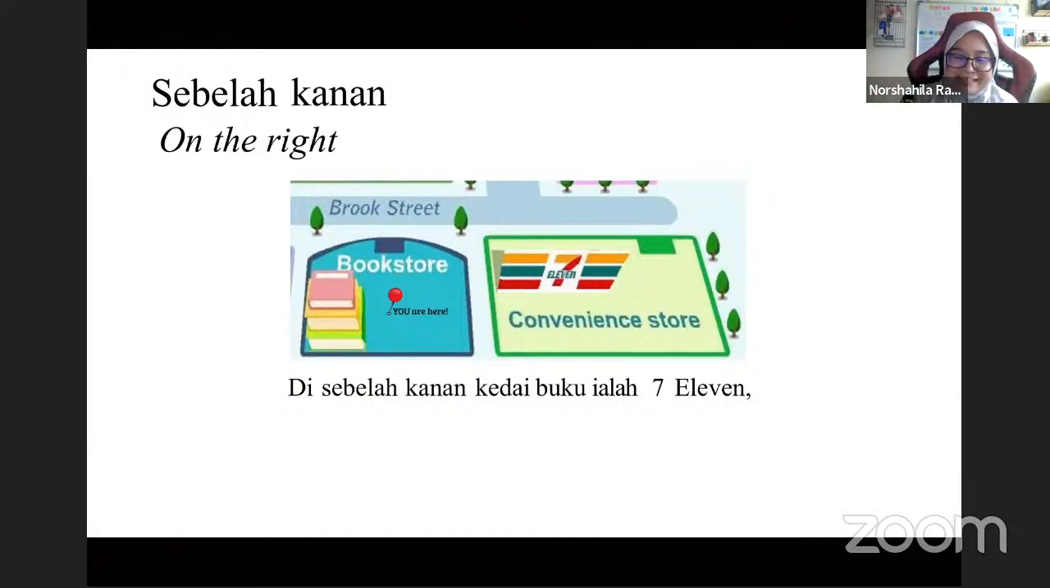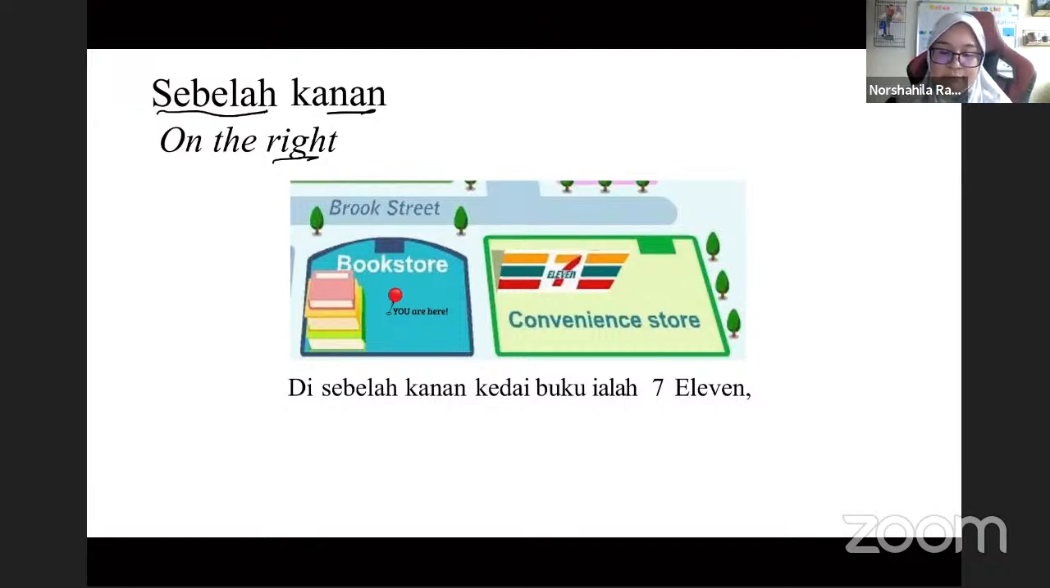Okay, sebelah kiri. Sebelah kiri, sorry. Sebelah kanan. Okay, sebelah kanan. Kanan means right. So, sebelah means on your side, right? So, on the right or you want to give direction on the left or beside you, in bahasa Melayu is sebelah. Okay, you want to make it specific kanan or kiri, you need to say sebelah kiri or sebelah kanan.